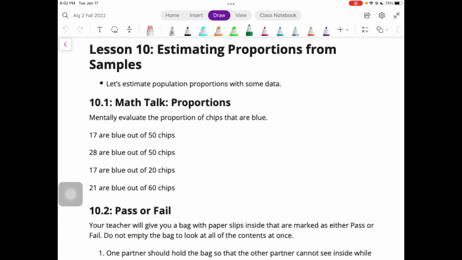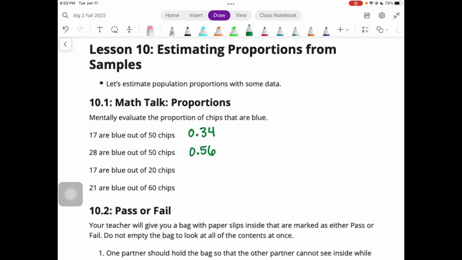All right, so for the first one, if 17 out of 50 are blue, then that means it's the same as 34 out of 100. Just multiply each of them by 2. And so that would be 0.34. 28 out of 50, again, would be the same thing as 56 out of 100. So that would be 0.56.